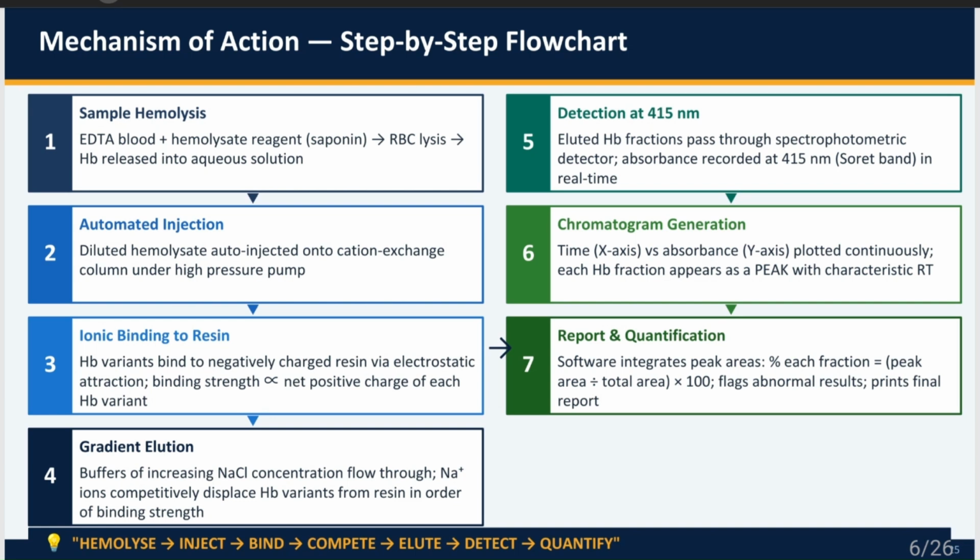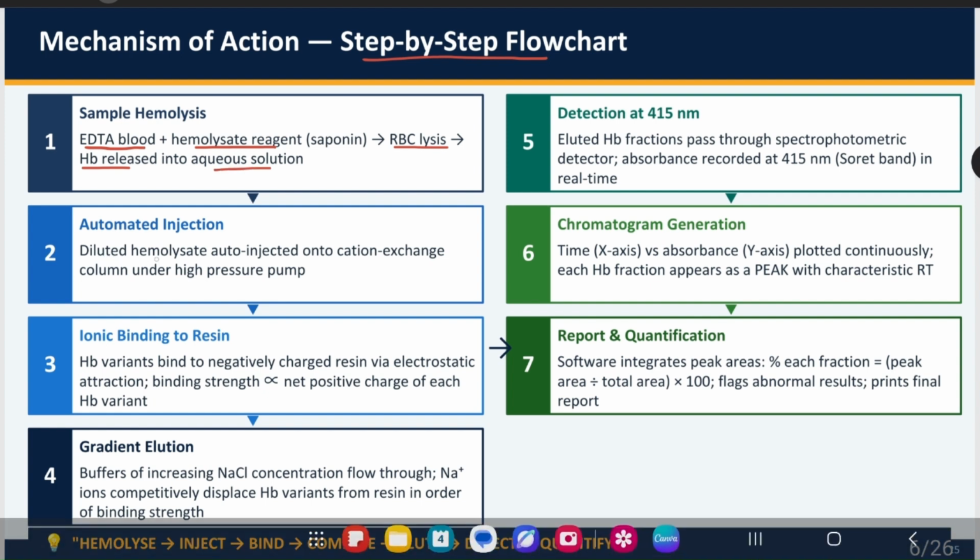Now the mechanism of action, step by step flow chart. Firstly, the EDTA blood is hemolyzed by addition of the hemolyzing reagent and the RBCs are lysed. The hemoglobin releases into the aqueous solution.